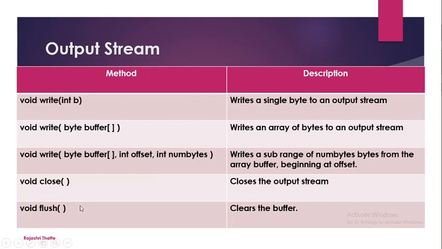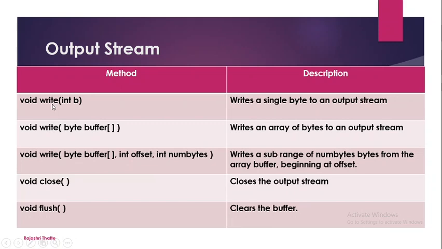Definitely it depends upon the destination. Here I say destination because we are using output stream. If you want to write into a file, we have to create an object of the FileOutputStream class. So depending upon the destination, we have to create an object of the related class, and by using that object we can call these methods. So first, write.